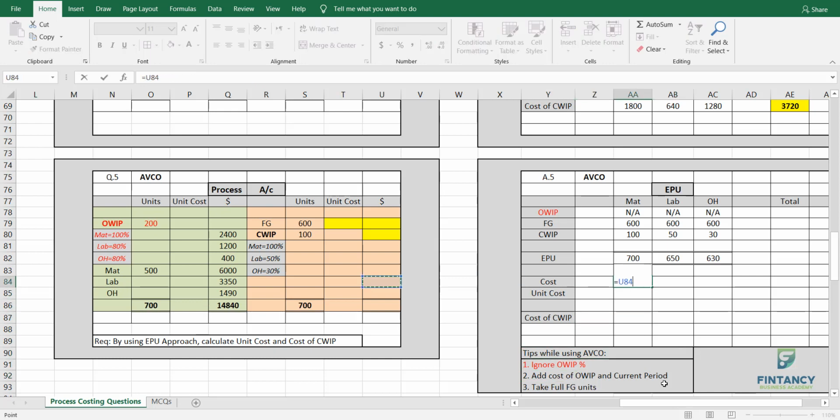So see my formula now for material. I'm taking this 2400 and I'm taking this 6000 together. So the answer is 2400. Then I am taking for labor 1200 plus 3350. Then I am taking for overheads 400 plus 1490. Getting it? So these are my costs. Total you can also do to match your answers. With the T account, see, it's coming 14840. Just to reconcile that you don't miss anything.